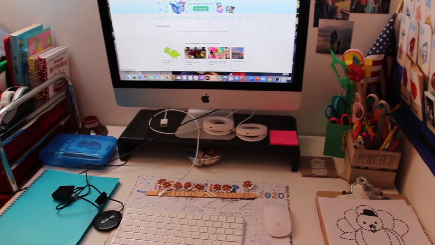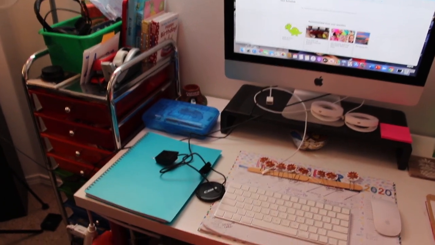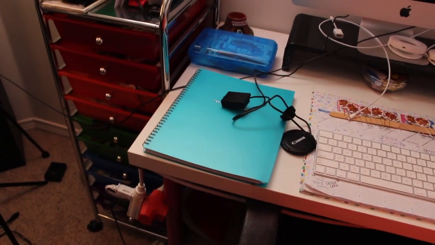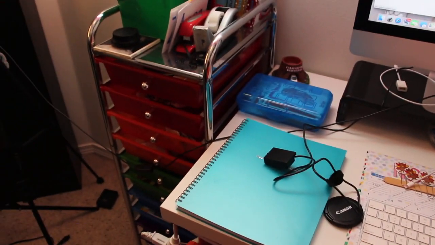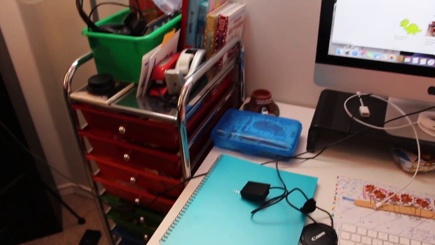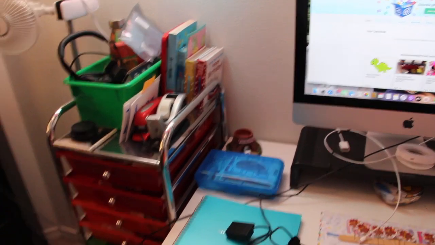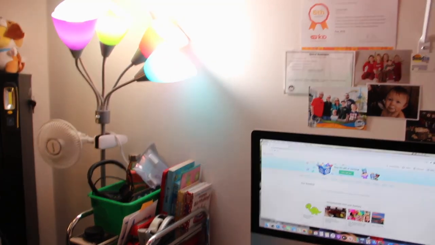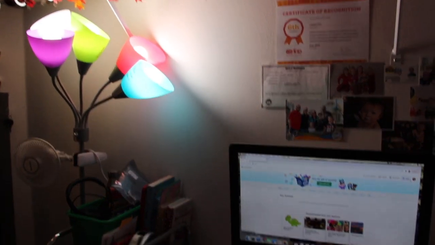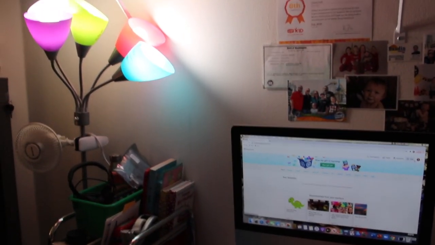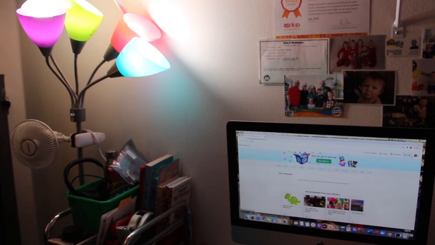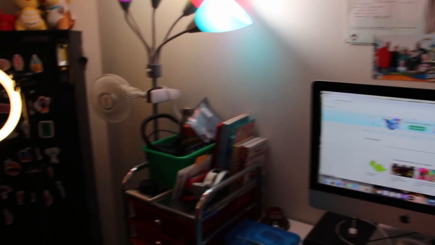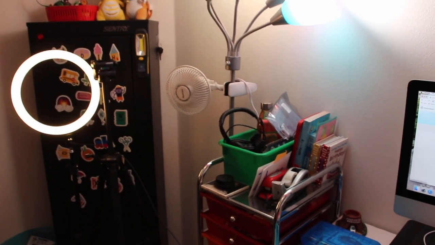I have my supplies. Right next to it, I have a big supply caddy. I keep all sorts of teaching materials in there, props and that sort of thing. Got some extra headphones. This is one of the lamps that I have. I got it at Walmart, and it is bouncing light off of my white wall as well as my ceiling up there. Over here, that's the ring light that I'm using.